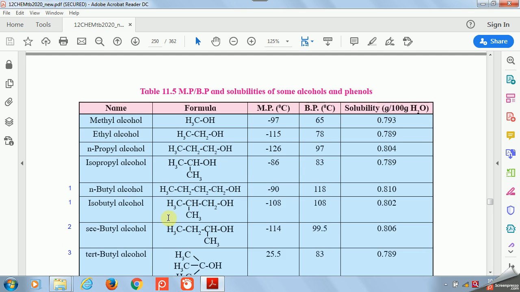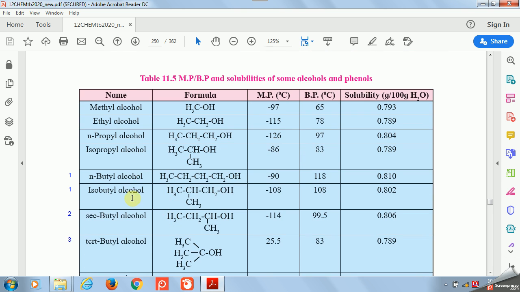A similar trend you can observe in the case of N-butyl alcohol, isobutyl alcohol, secondary butyl alcohol and tertiary butyl alcohol. If you observe their boiling points, N-butyl alcohol is 118, isobutyl alcohol is 108, secondary butyl alcohol is 99.5 and tertiary butyl alcohol is 83.